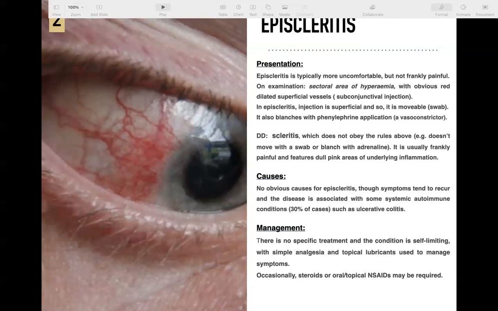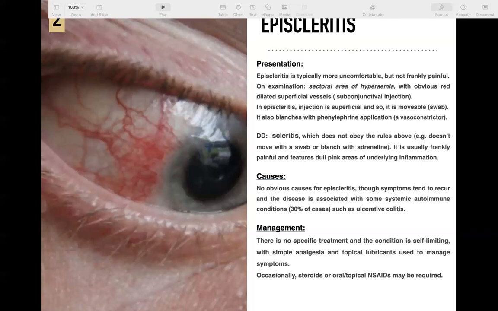It also blanches with phenylephrine application, which is a vasoconstrictor. On instillation of drops of a vasoconstrictor like phenylephrine, you will find that this red sign will disappear, and these blood vessels will constrict in response to the phenylephrine. And it's another sign for episcleritis to differentiate it from scleritis. It's superficial, so it can be moved by swab. Also, the blood vessels will constrict in response to topical vasoconstrictors.